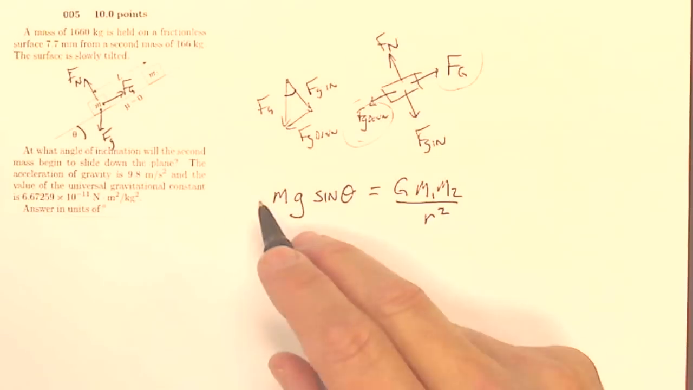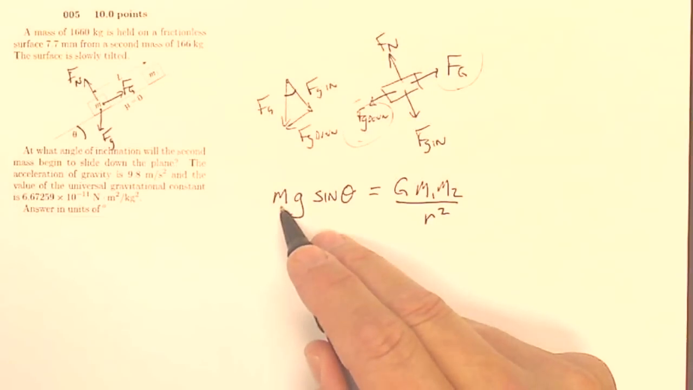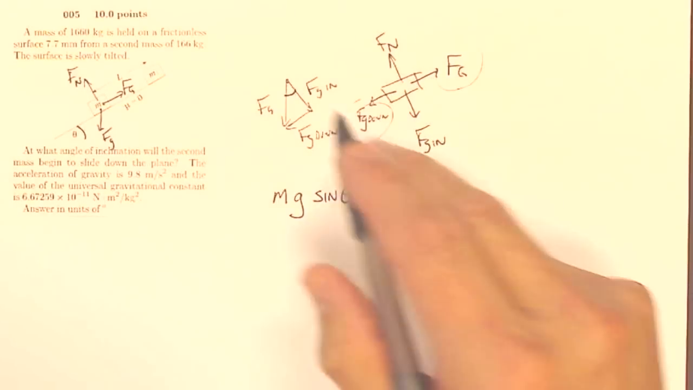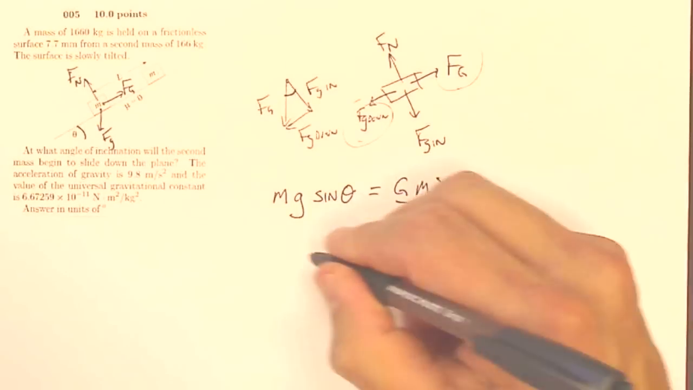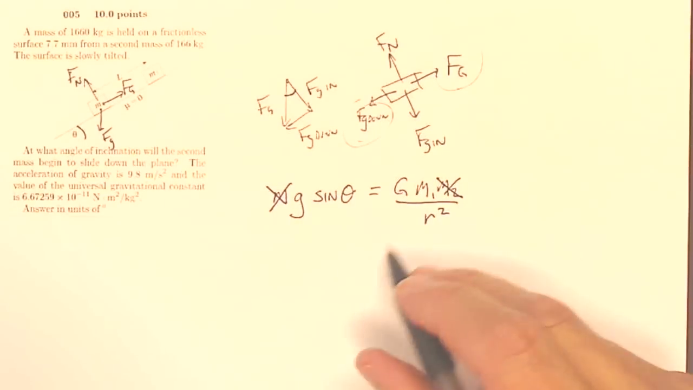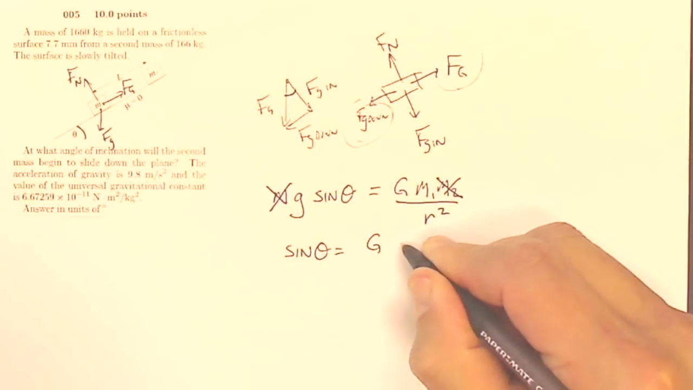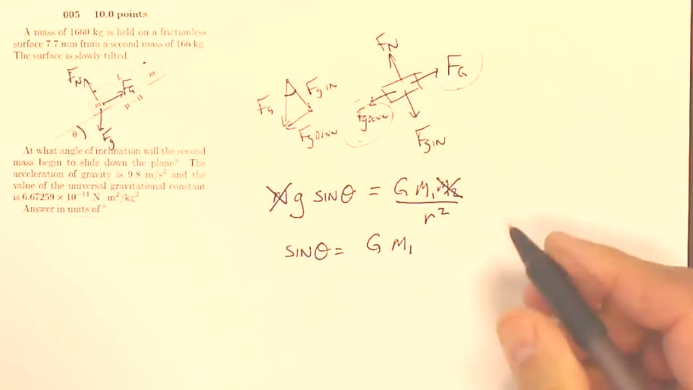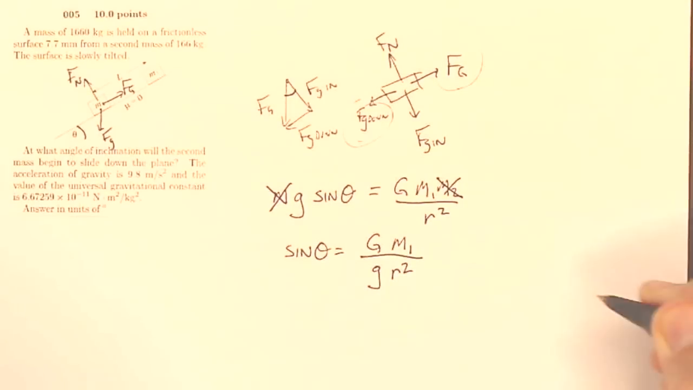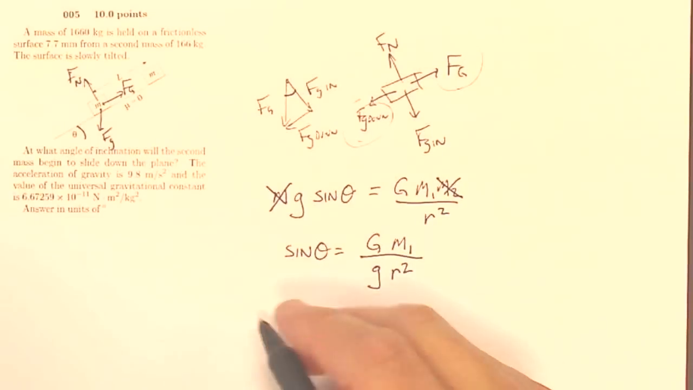What I know is that this mass down here is this m2, so this is going to be 166 kilograms. This is the m1 of the top one, which is 1660, and this is m2, which is the 166 again. So this m2 can go away with this m, and this is the bigger m. So I get little g sine theta equals G m1 over r squared. So I know that the sine of theta is going to be big G times the mass 1 divided by little g times r squared. So the angle is going to be the inverse sine of all of that.